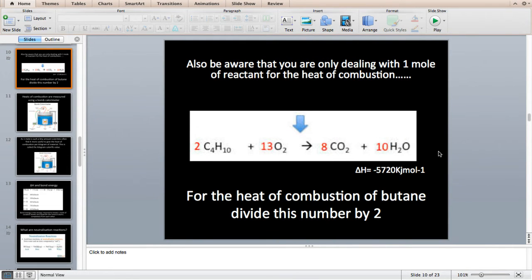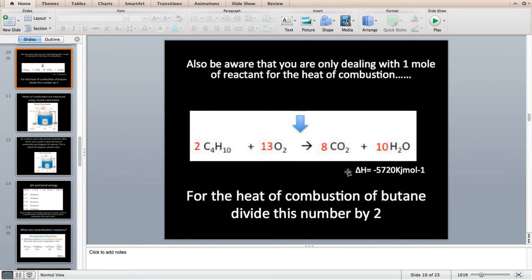Also be aware, girls, for many of these definitions, we are talking about 1 mole only. So here we've got the burning of butane. Butane is burnt. This is the balanced equation. However, when you get your delta H being minus 5,720 kilojoules per mole, you need to be aware that this is for 2 moles of butane being burnt. So the heat of combustion must be half of this.